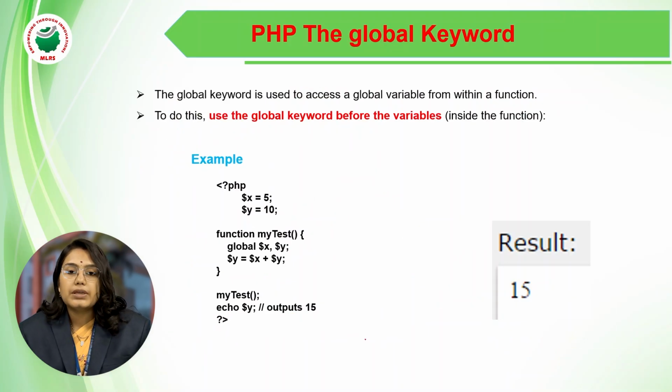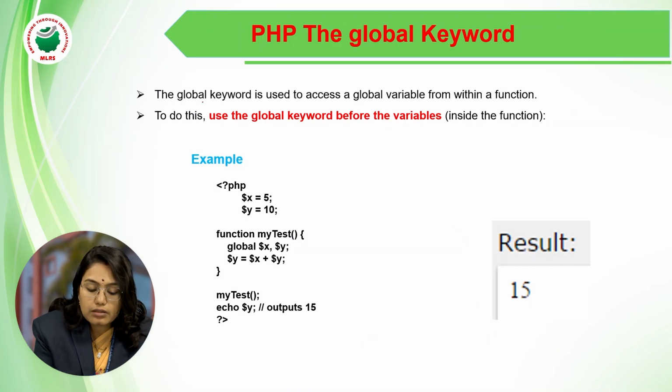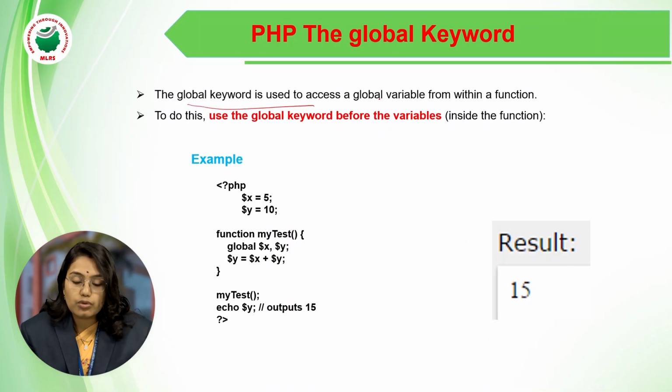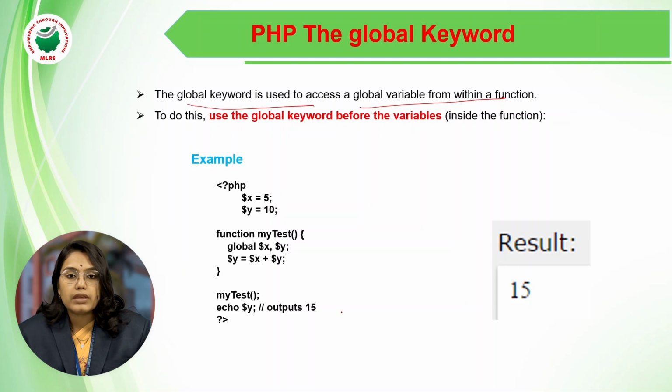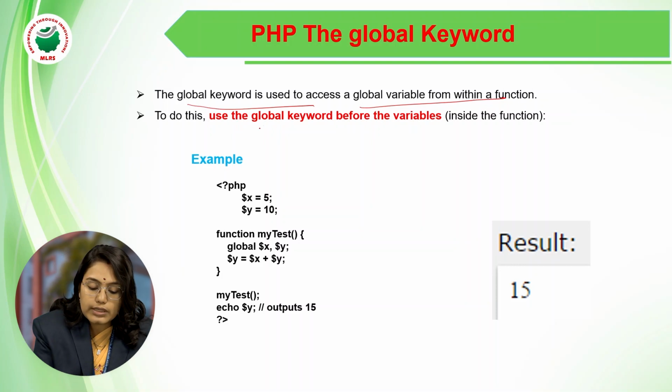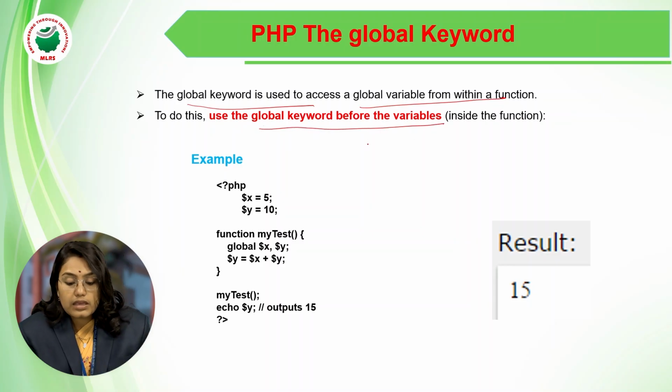Next, the PHP global keyword. Let's see. The PHP global keyword is used to access a global variable from within a function. Within a function, we can access these PHP global variables. To do this, we put the global keyword before the variables. Let's see this with an example.